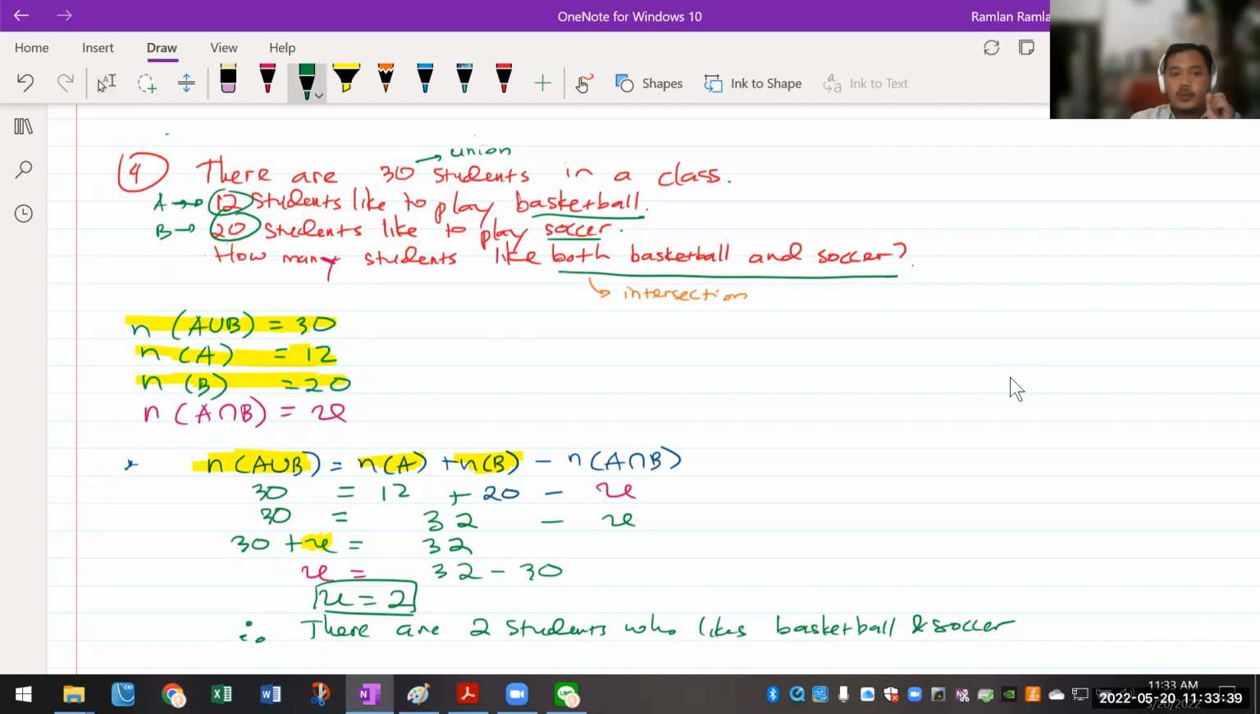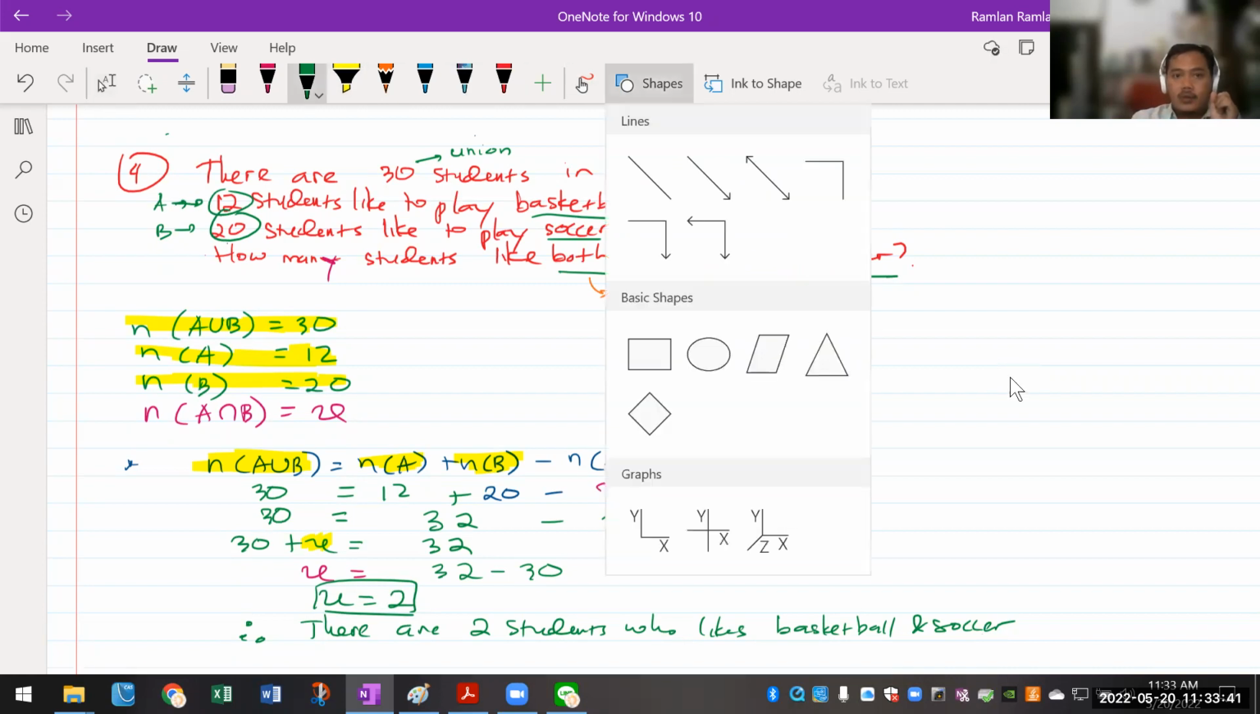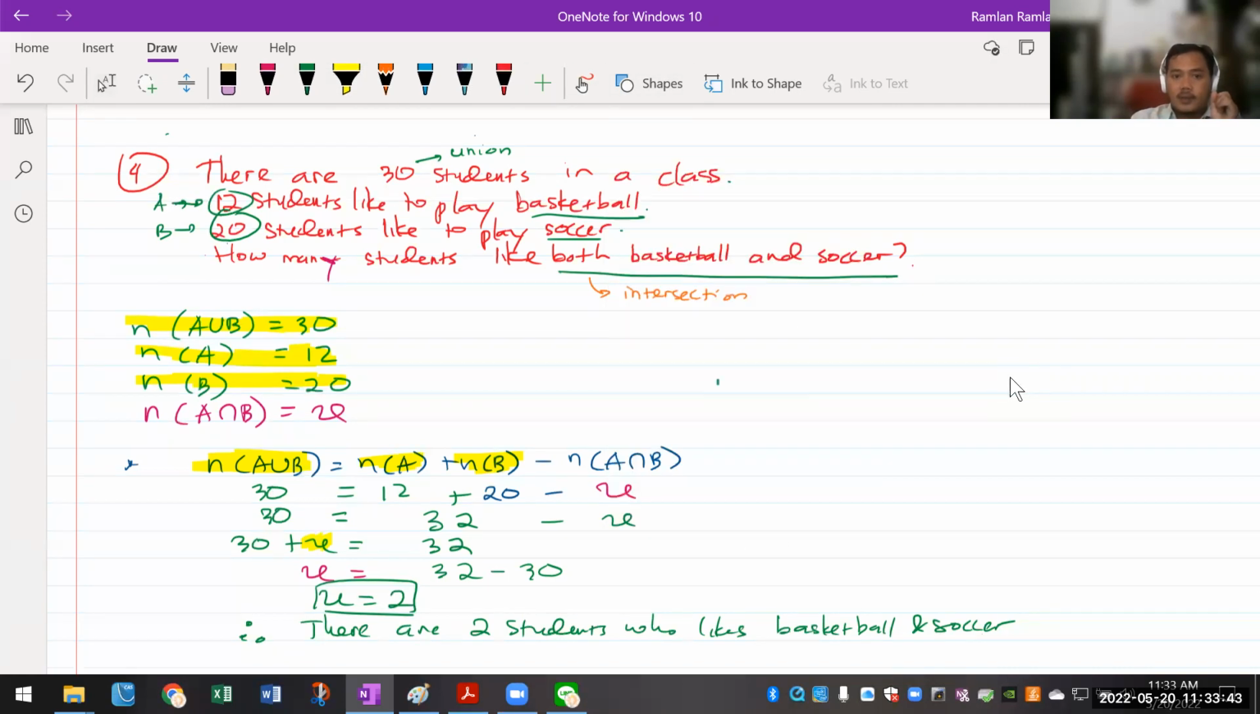For this one, we can actually draw the Venn diagram. I'm going to show it to you guys. So how do you draw this Venn diagram? This is also going to be important because most of the questions will be on the Venn diagram.